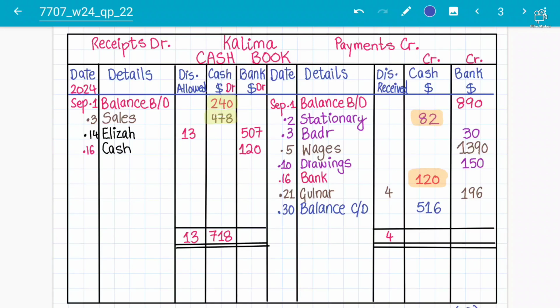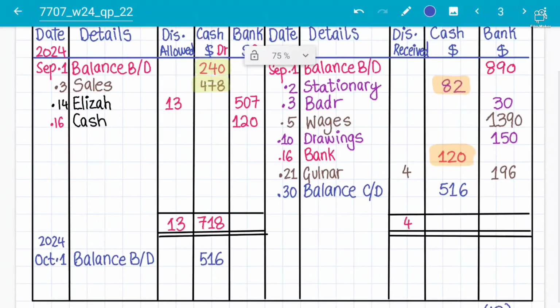$516 is the balance carried down. The next month opening balance for cash in hand, the cash account of the business, will be $516. Make sure you write down here properly 516 balance brought down. That will give you the 1 mark. Always remember students, balance carried down doesn't have a mark. It's at the balance brought down you get the mark. On 1st October 2024, balance brought down will give the students complete marks. So just total all of them, 718 on both sides.